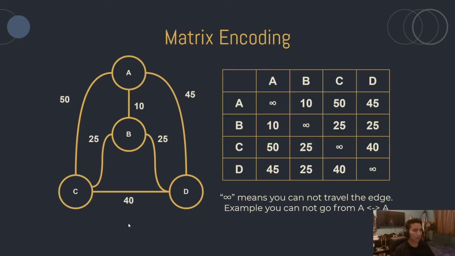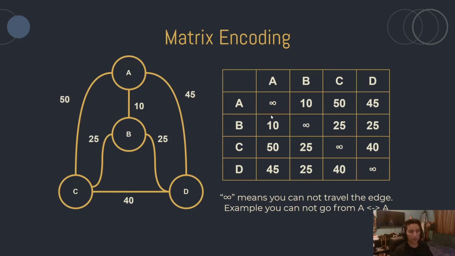So to start off with building our lower bound, we're going to do a matrix encoding. So basically the way this works is that let's say I'm going from A to D. I'm going to encode the matrix saying that if I start at A and I want to go to D, it's going to be 45, right? So basically, start off at the row, and then you go to the column, and that'll give you the weight of the edge.